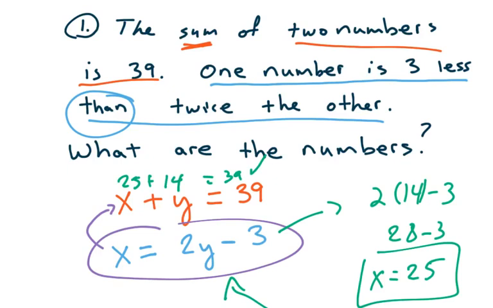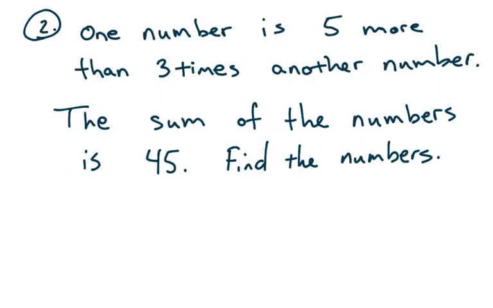All right, hopefully that wasn't too scary. Let's look at the next one. One number is 5 more than 3 times another number. The sum of the numbers is 45. Find the numbers. So my advice to you is to pause the video, try to do it on your own, and compare your results to mine. I'm going to assume that you've done that. And now let's tackle it.